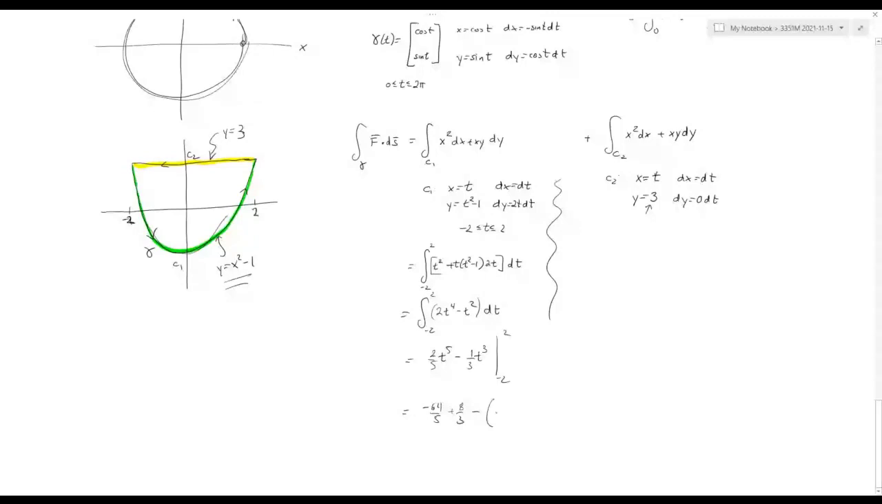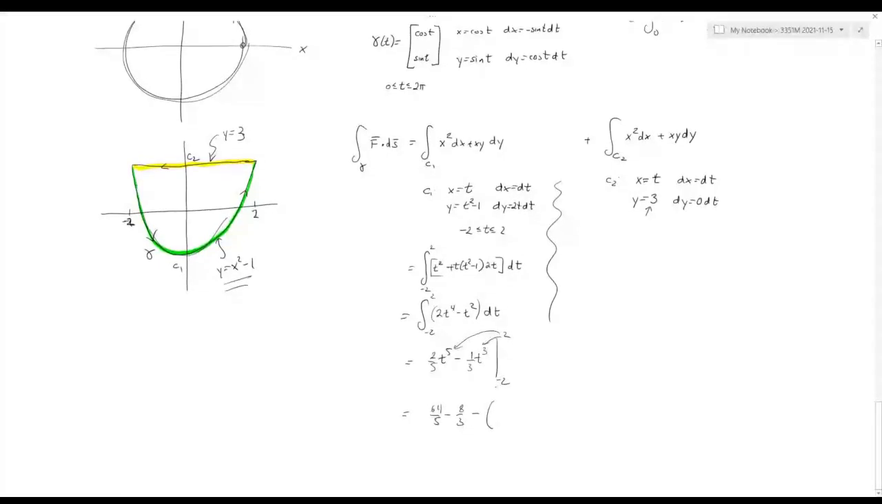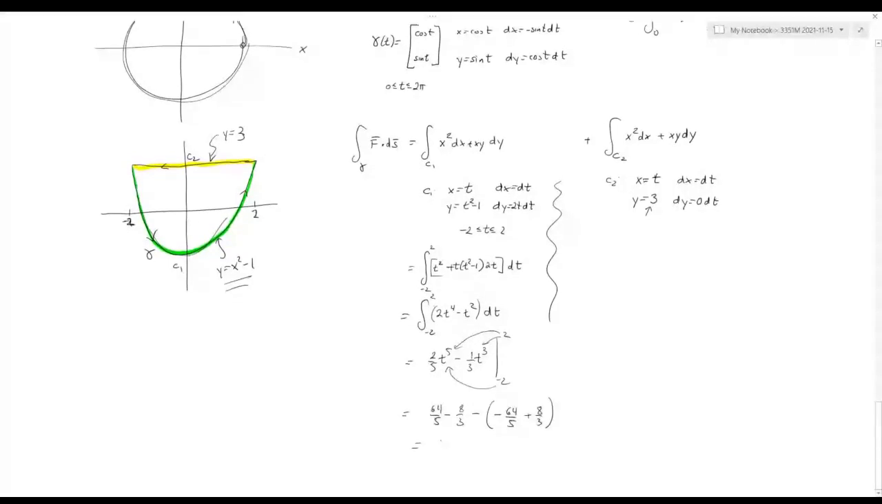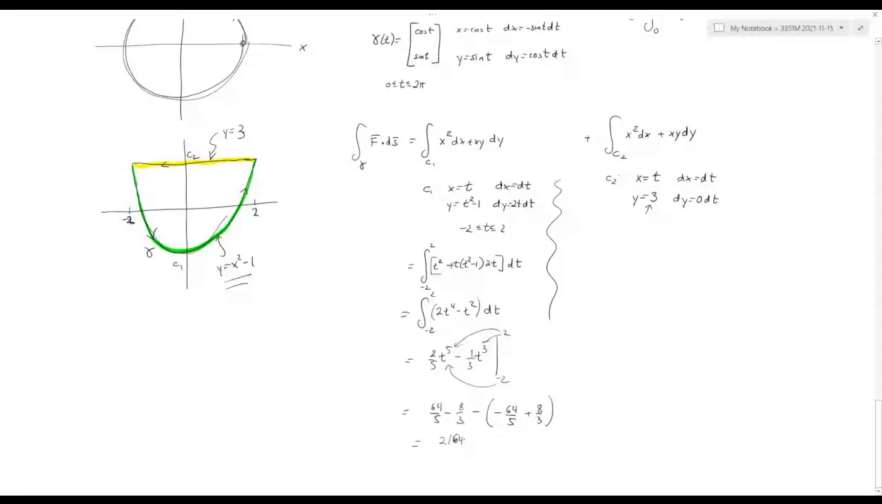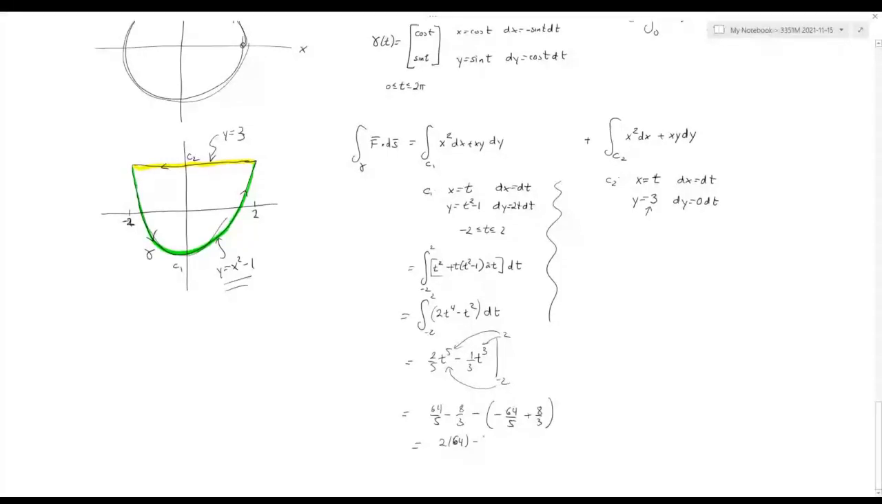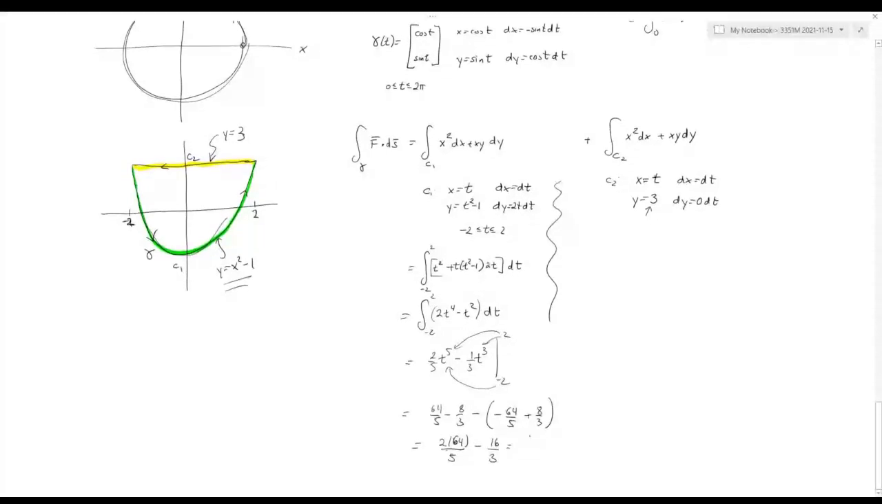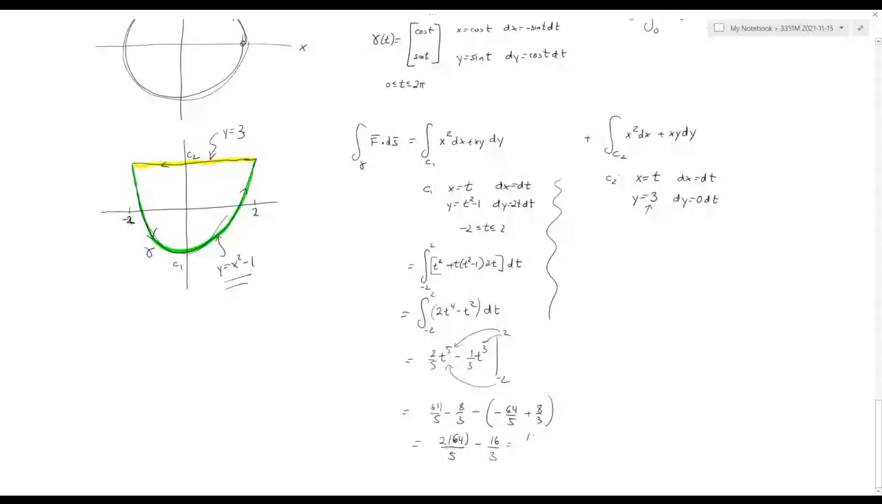wait a minute, I plugged in the lower bound first, so plug in the upper bound minus and then plug in the lower bound. So we get 2 times 64 minus 16 over 16 and all. Wait a minute, those are two different denominators. Well, I don't want to multiply this up, but you get some number. So this time, oh, we're not done, right?